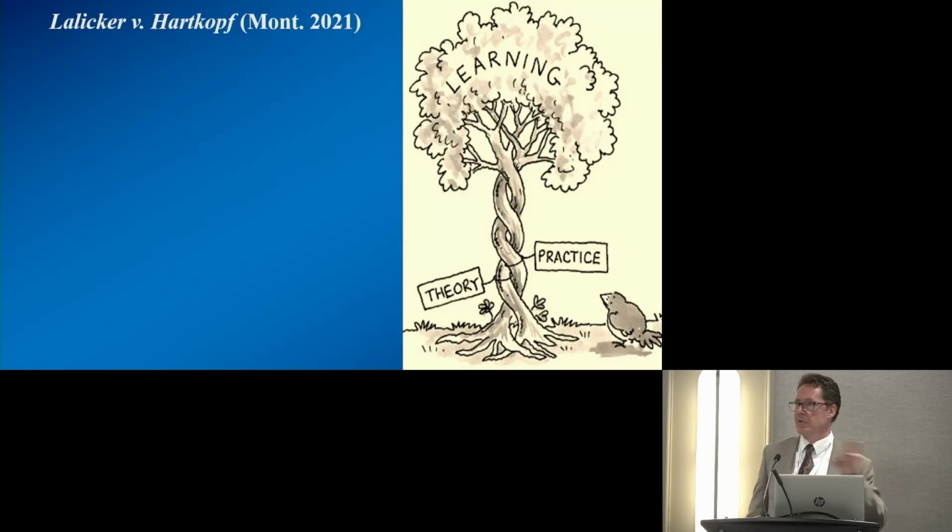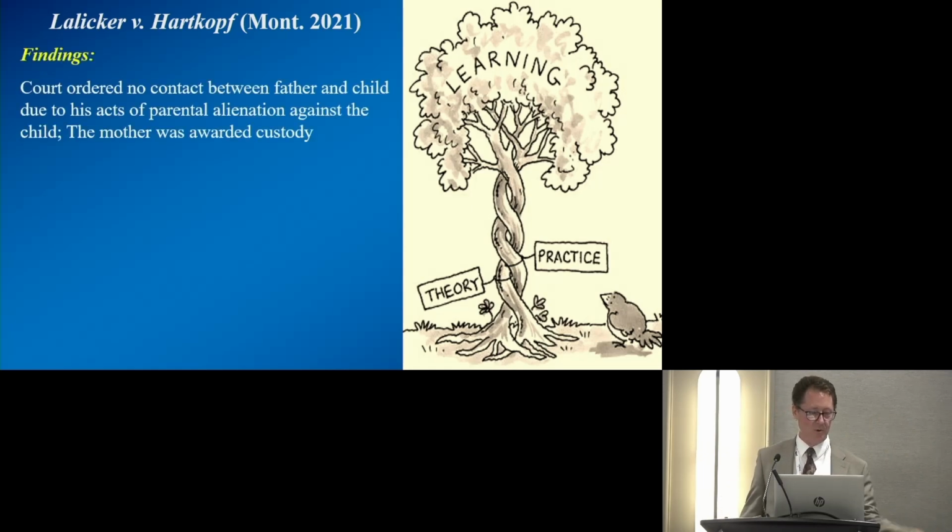So I'm going to show you 3 quick synopses of 3 cases that highlight where the court found parental alienation without symptoms in the child. 2021 findings. Court ordered no contact between the father and the child due to his acts of parental alienation against the child. The mother was awarded custody, so there's a child protective response to stop the alienation. And that's Lalicker versus Harpkoff.